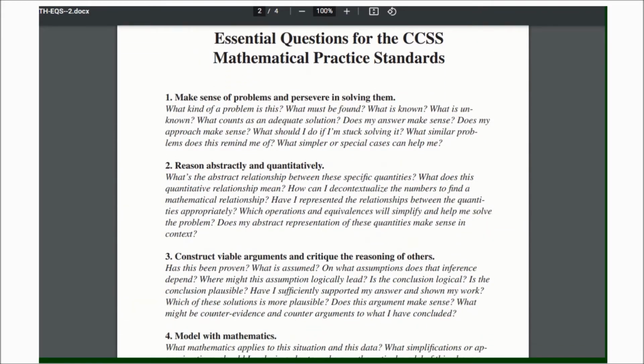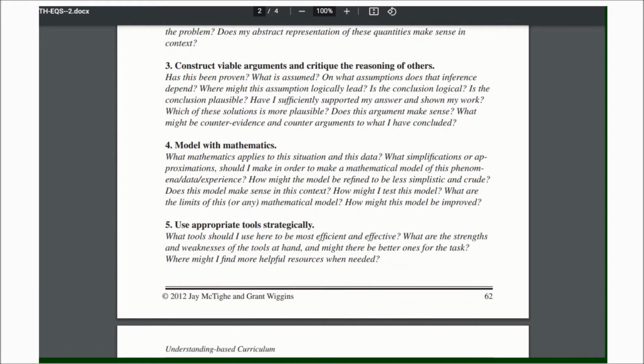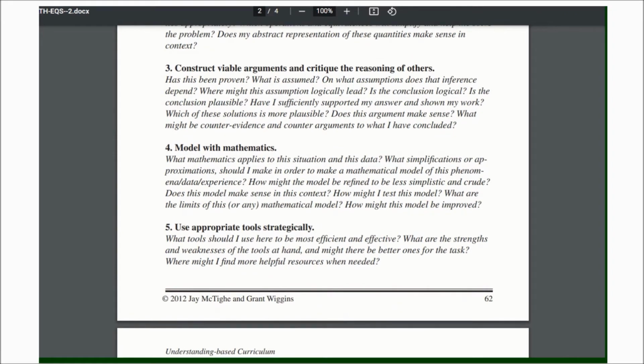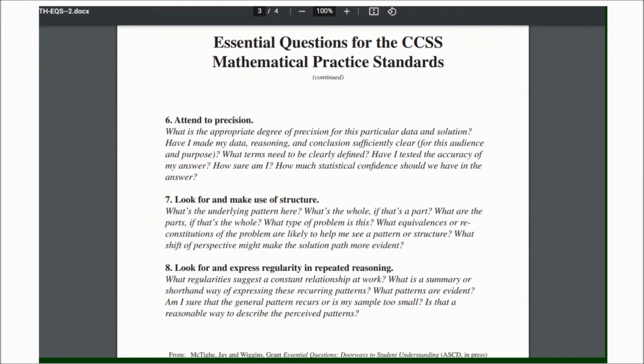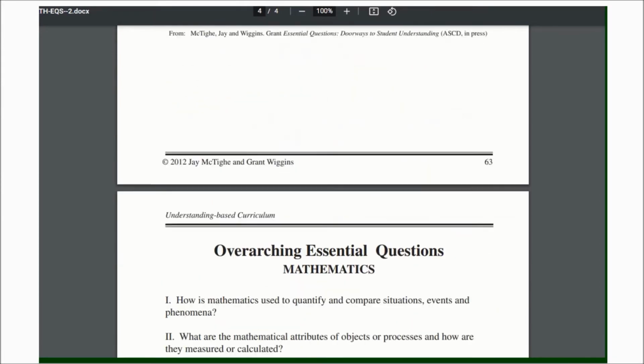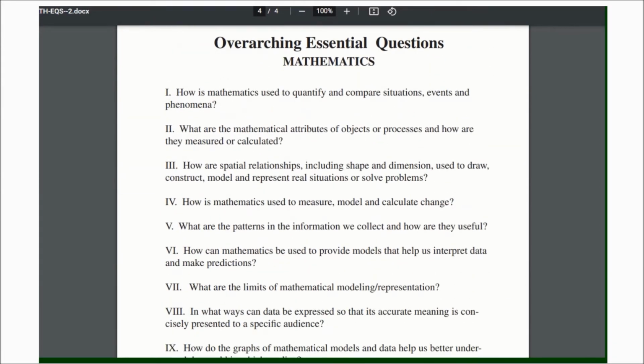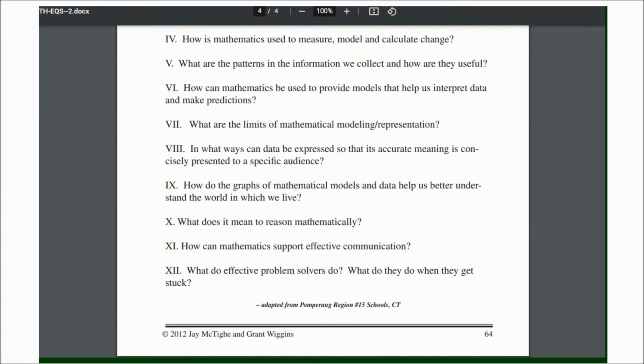As you scroll down, here are essential questions for Common Core standards and math practices. Notice the mathematical practice standard. As you move on, you see models with math, other math practice standards, hint, hint, math practice standards. You have other essential questions.